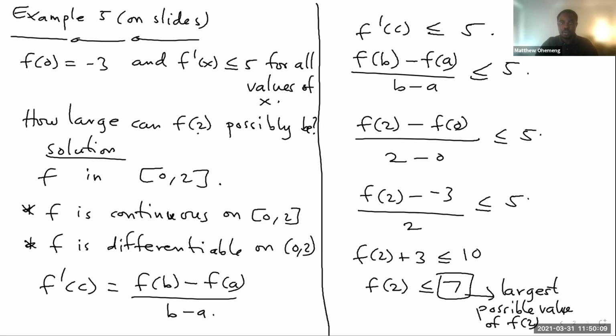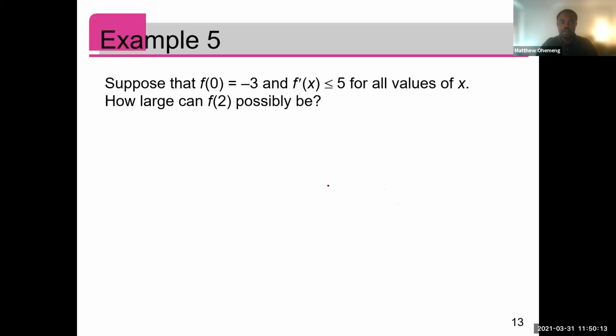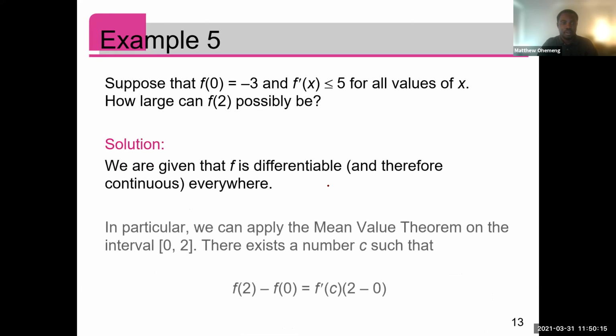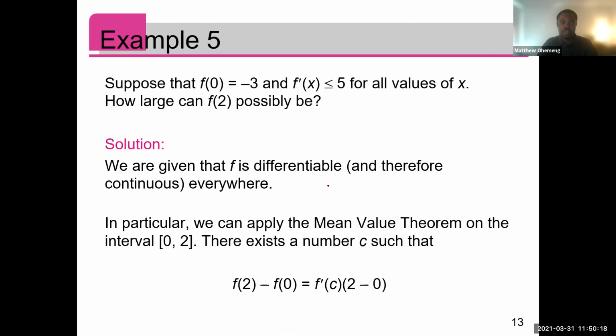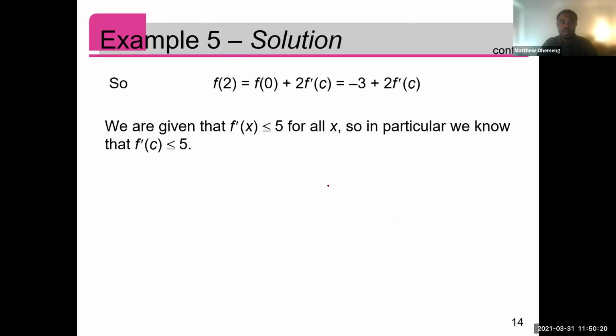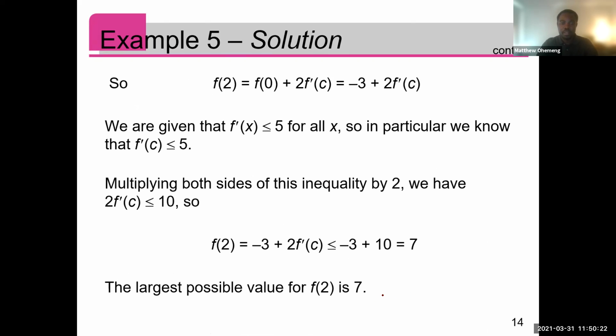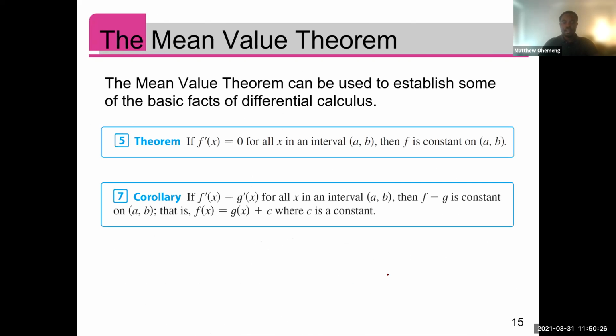So let me go to the PowerPoint, go through it and see where we're at. Right, so we are given a differentiable function, therefore continuous. It's basically doing what I just did. All right, so solve everything. So we get f of 2 equal to 7. And so we are here. This also happens to be the last slide.